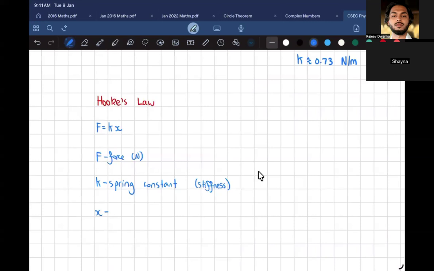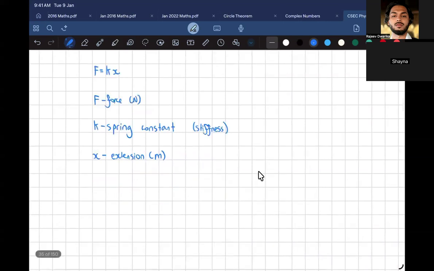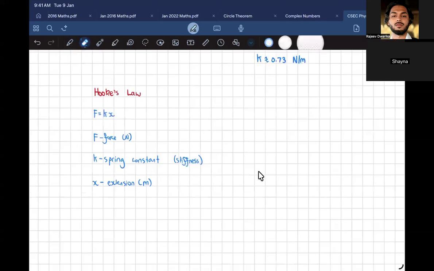And X represents the extension. And extension will be measured in what? In physics, what do we measure length in? Meters. Great. So we're good. So just keep that in mind.